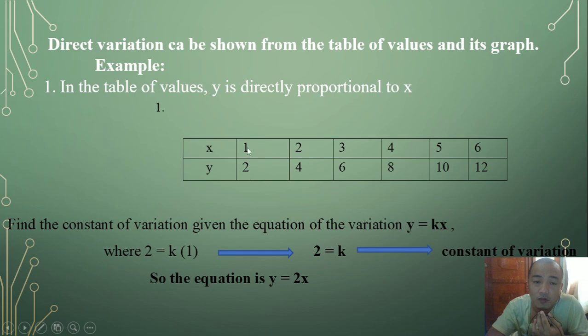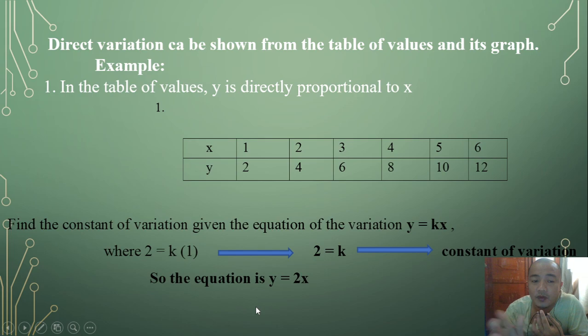So 2 divided by 1, 2. 4 divided by 2, 2. 6 divided by 3, 2. 8 divided by 4, 2. 10 divided by 5, 2. 12 divided by 6, 2. So, as you can see, the constant of variation is 2. So, therefore, from y equals kx, substitute k by 2, then we have y equals 2x.